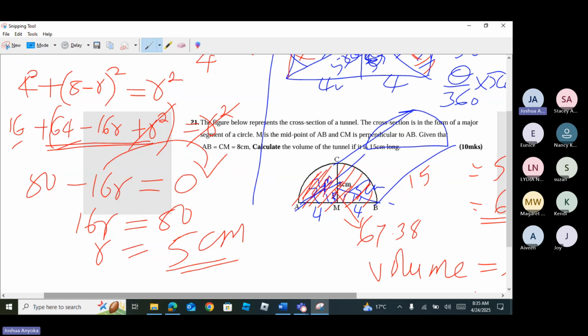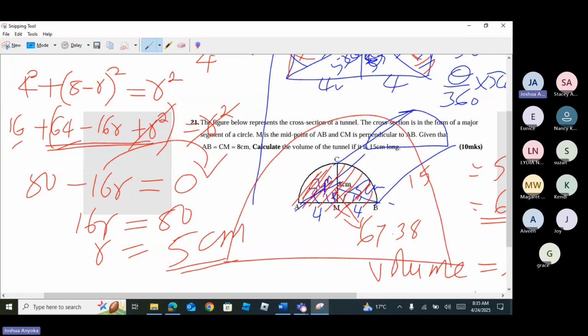We start by getting the cross-section area by getting the radius. Tukasema, if this is the tunnel, the center must be somewhere. So from the center to B to A, and from center to B, it gives us the radius R. And then we have the center. So we worked out for the radius.